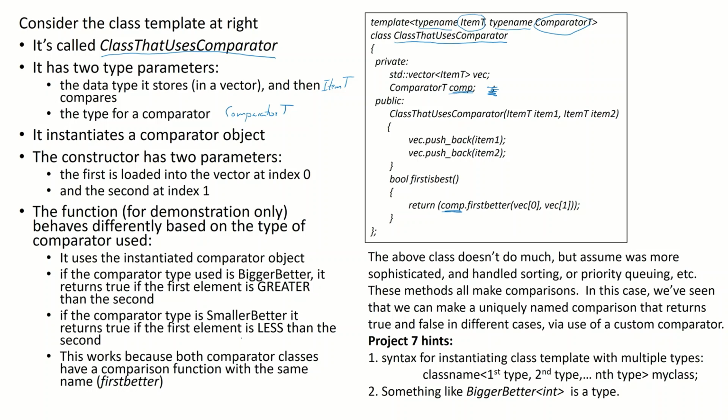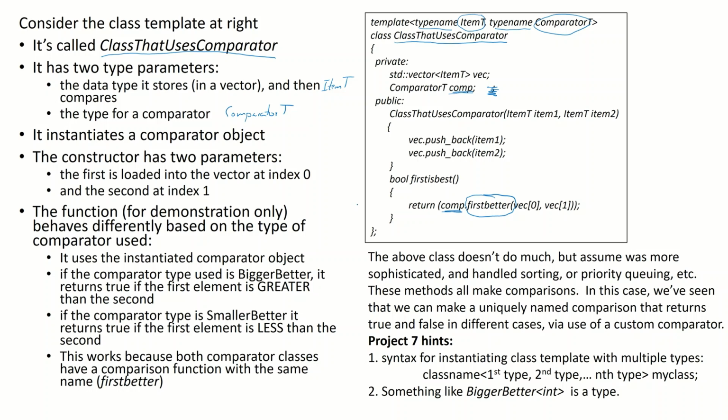So this works. The reason why this works is that we're guaranteed that this function exists regardless of what we pass in to this class. Whatever comparator I pass into this class and instantiate here, it is guaranteed to have a first better function. I know you're seeing the parallels here. It is why I required that you have a similarly named function in Project 7. Again, this class doesn't do much, but if we assume that it was handling some sorting or priority queuing, then hopefully the use of this custom comparator should make sense.